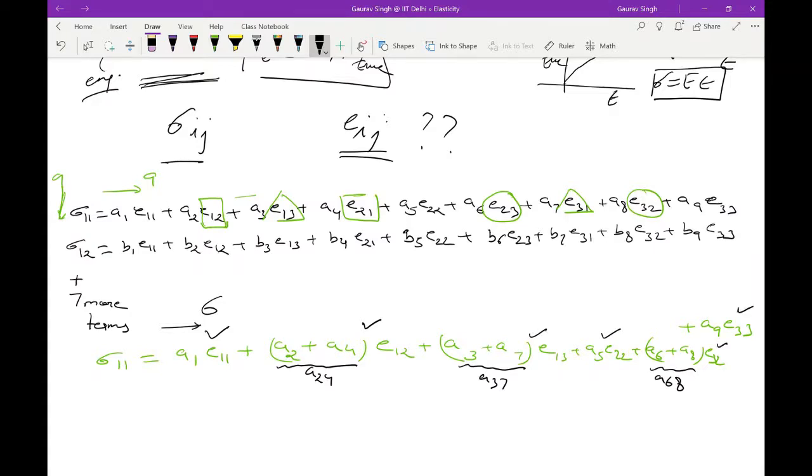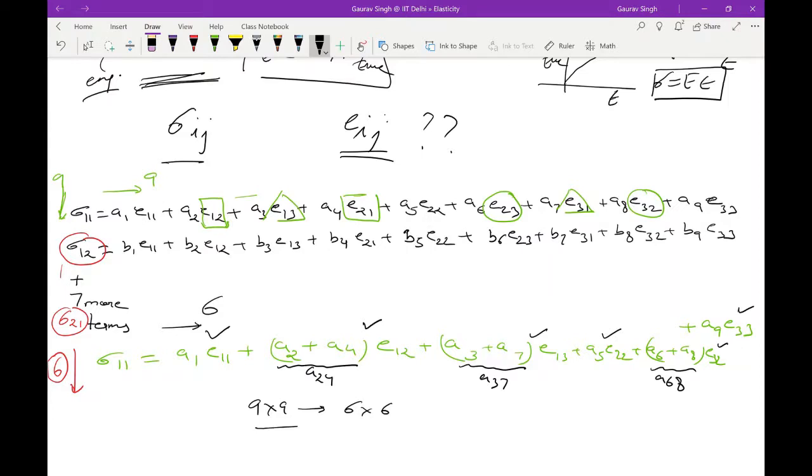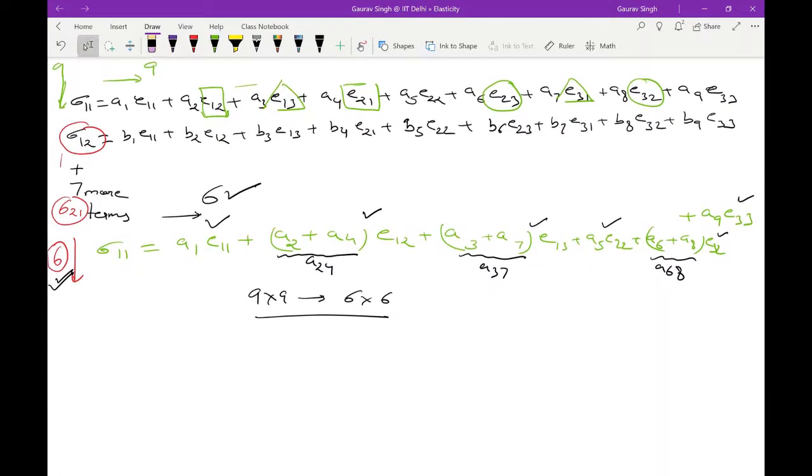Similarly, sigma 1, 2 on this side will be the same as sigma 2, 1, which is one of these 7 terms, and hence you will be left with 6 terms on this side as well. That is one easy way to see how this 9 by 9 system gets reduced to a 6 by 6 system. The reason is the symmetry of strain and the symmetry of stress. Let me write out a 6 by 6 system now.